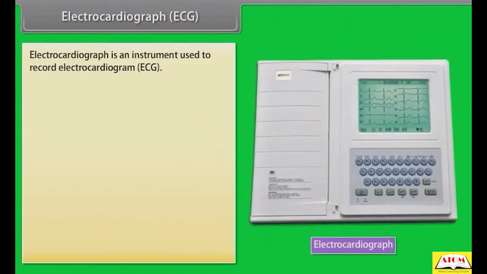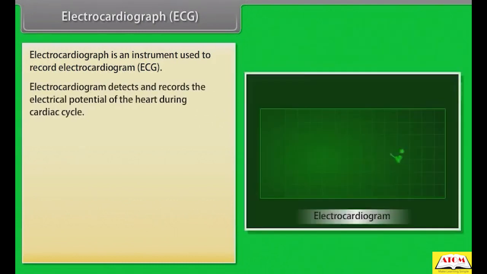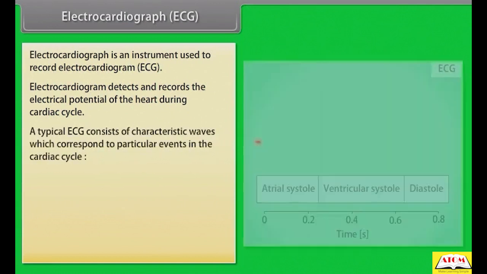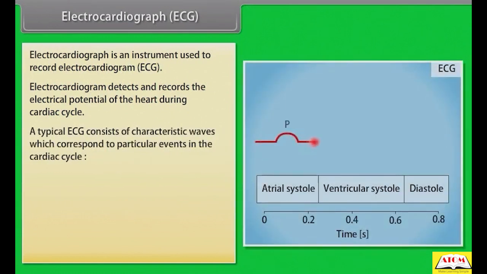Electrocardiograph, ECG. An electrocardiograph is an instrument used to record the electrocardiogram, ECG. An electrocardiogram detects and records the electrical potential of the heart during the cardiac cycle. A typical ECG consists of characteristic waves which correspond to particular events in the cardiac cycle.